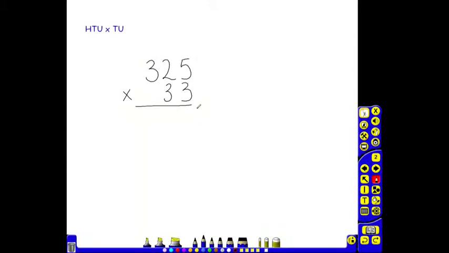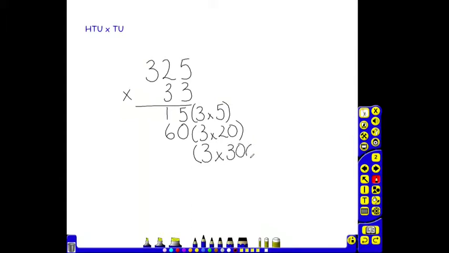So first of all, 3 multiplied by 5, 15. Then 3 multiplied by the 2 tens, which is 20, and that gives 60. Then the 3 units multiplied by the 3 hundreds, and that's 900. Again, I need to stress the importance of keeping the digits in the correct columns.